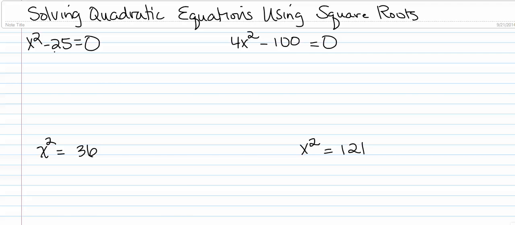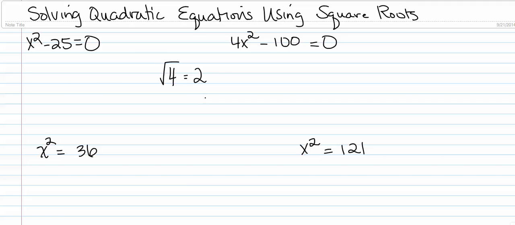Now, before I do x squared minus 25 equals 0 and solve it, I want to review what a square root is. There are some numbers that have factors that match up perfectly. For example, the number 4. If I were to take the square root of 4, that answer is 2, because 2 times 2 is 4.